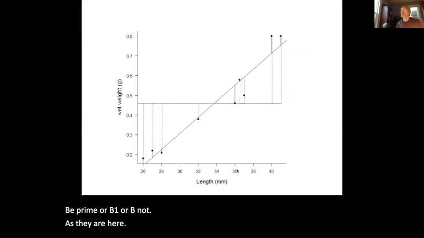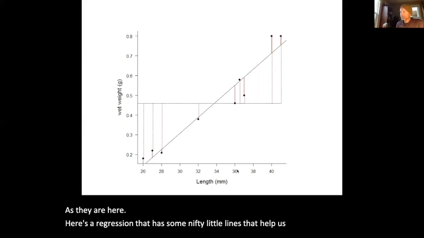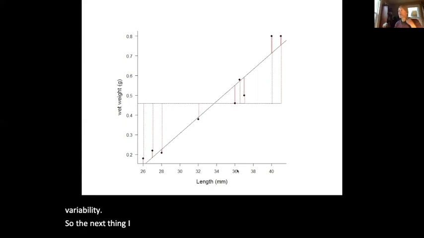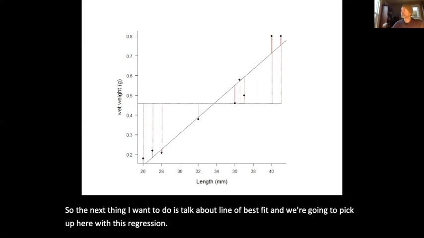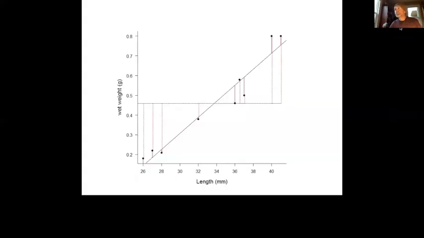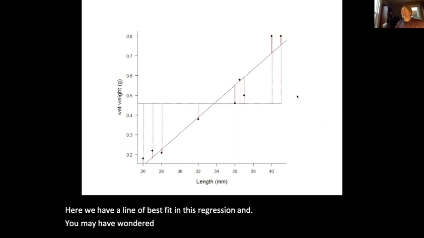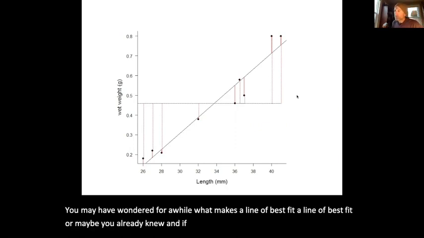Here's a regression that has some nifty little lines that help us understand variability. So the next thing I want to do is talk about line of best fit, and we're going to pick up here with this regression. Here we have a line of best fit in this regression. And you may have wondered for a while what makes a line of best fit a line of best fit, or maybe you already knew, and if you did, this will just be a little bit of a review.